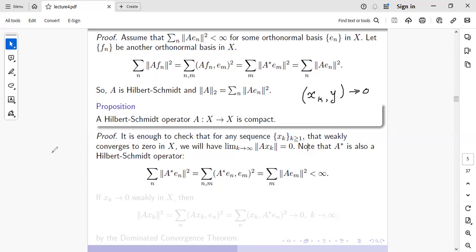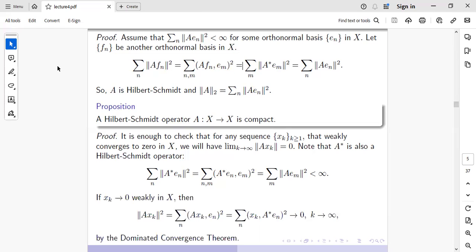So consider such a sequence x_k. Note that the adjoint is also a Hilbert-Schmidt operator, which we actually showed at the beginning of this slide, and compute the norm of Ax_k.